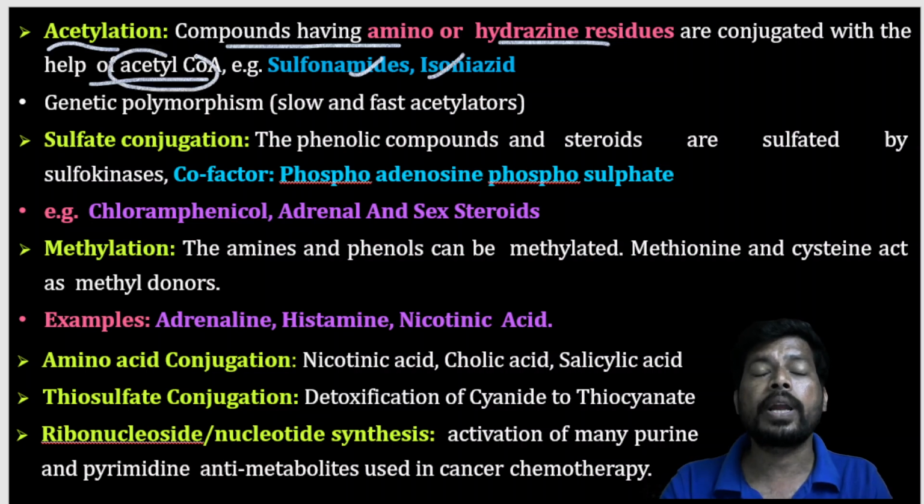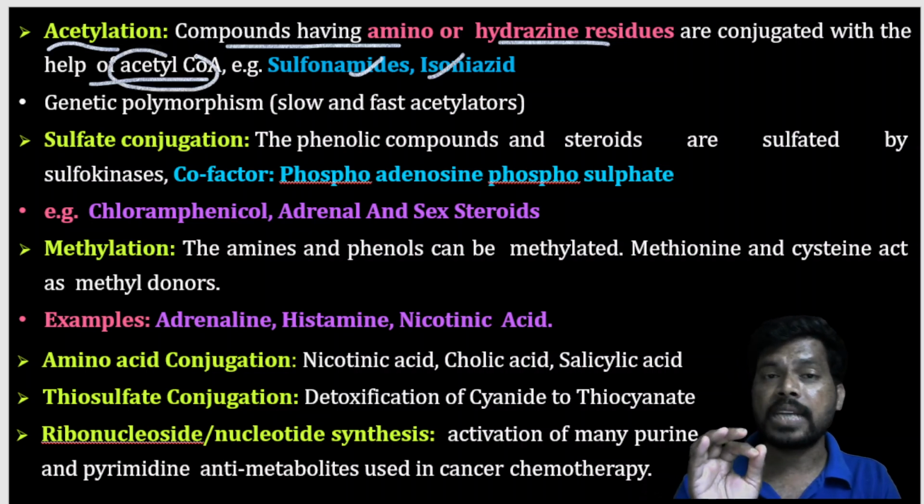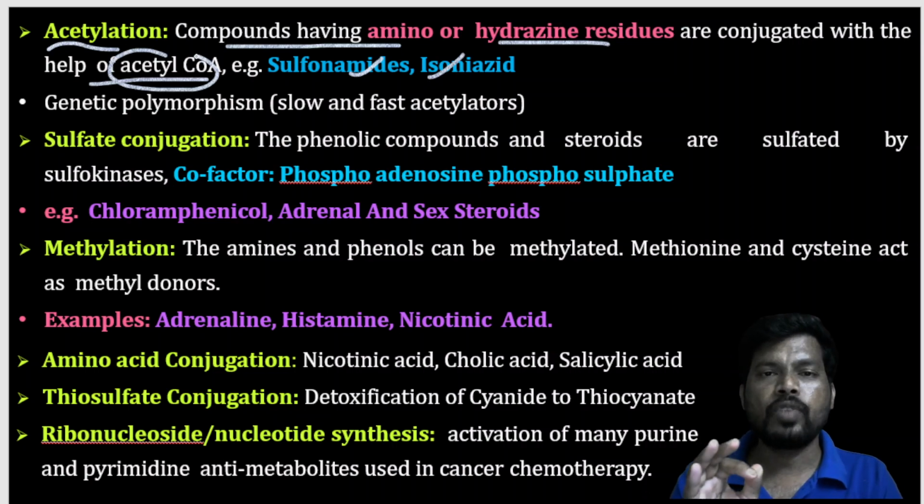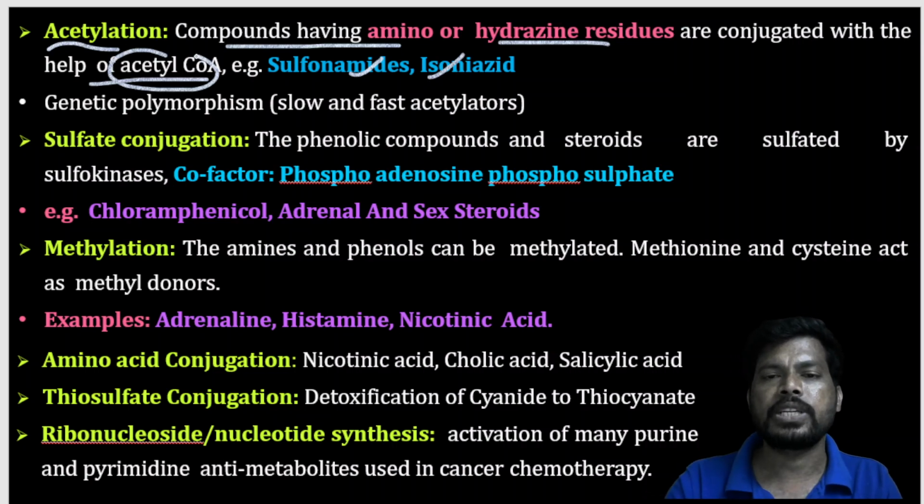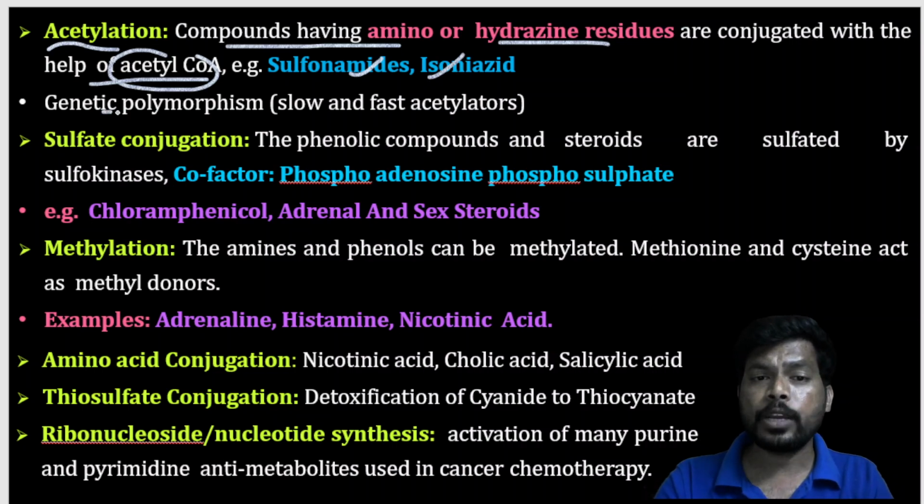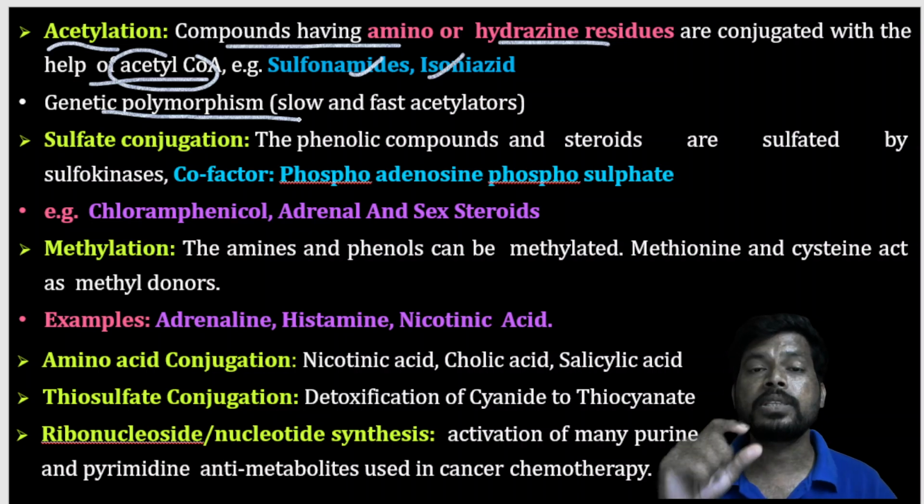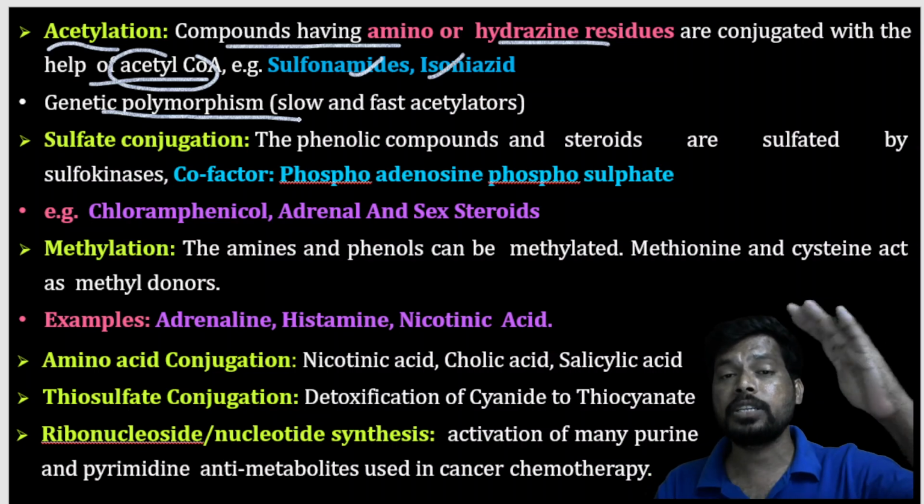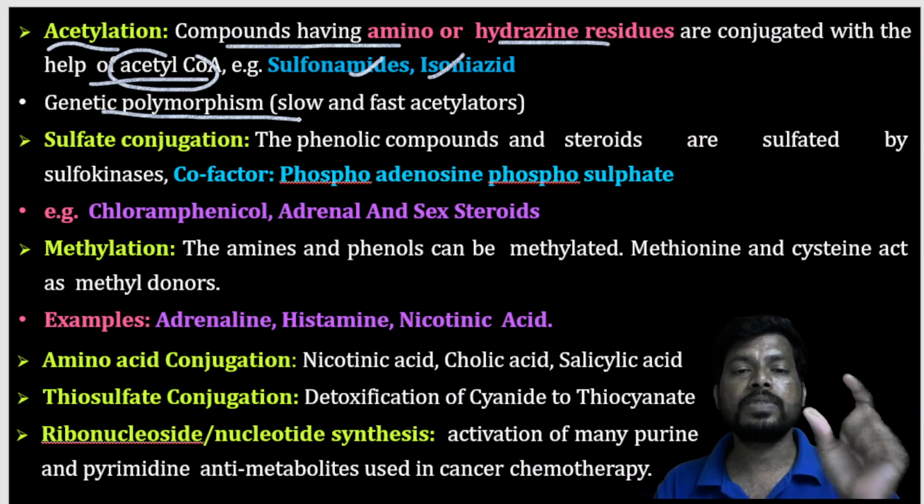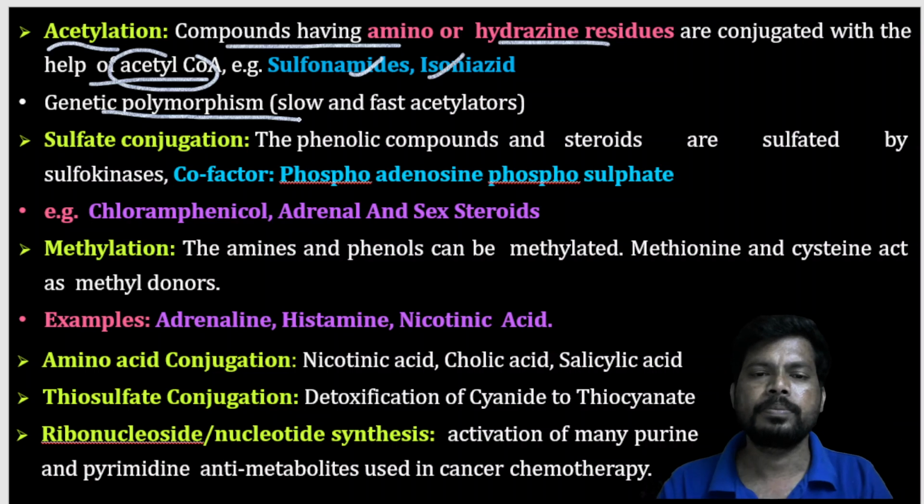Acetyl-CoenzymeA is the cofactor, and acetyl transferases are the enzymes involved in the catalyzation of acetylation as a phase 2 reaction. Especially genetic polymorphism leads to slow as well as fast acetylators. In some human beings, the acetylation reaction is fast. In some human beings, the acetylation reaction is slow. This is because of genetic polymorphism.